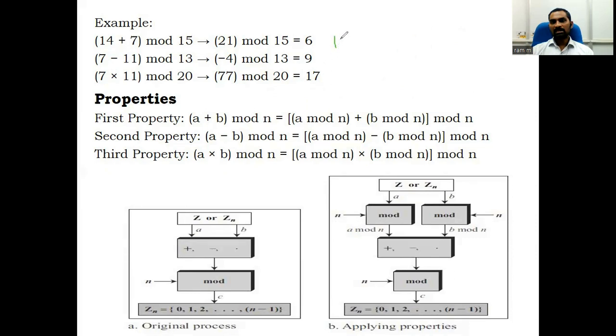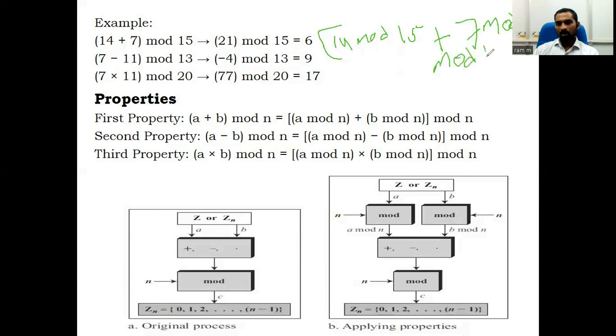Now we'll apply the first property. It is 14 mod 15 plus 7 mod 15. Whatever value we get now, to the whole value we need to apply the mod again. So to the whole value, again we need to apply mod 15.